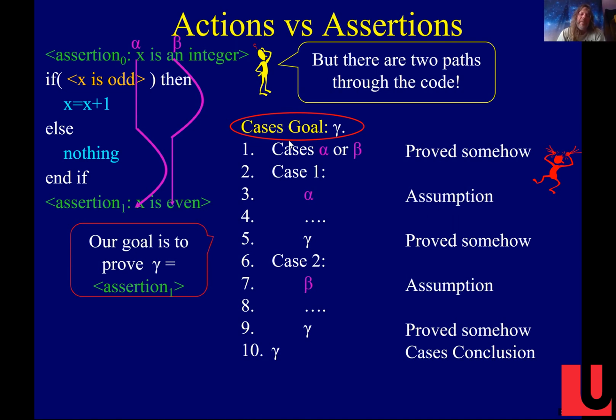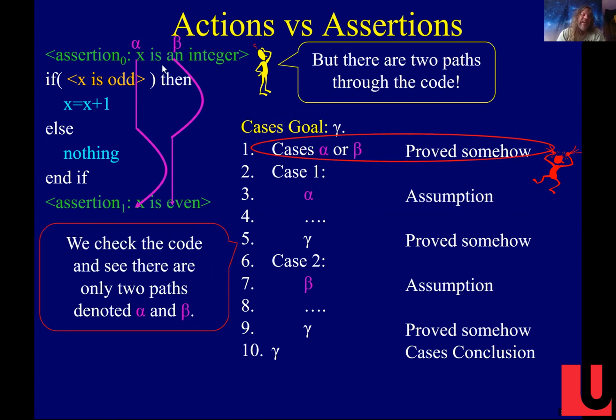We're trying to prove something by cases, and what we're trying to prove by cases is that the assertion will be true when we get to the bottom of the block. That's our goal, to prove assertion one. So how do we do it? We're going to have two cases. I told you that there were two paths. So you check the code and verify that there are only two paths, and you call one path alpha and the other path beta, and you say, those are our cases.